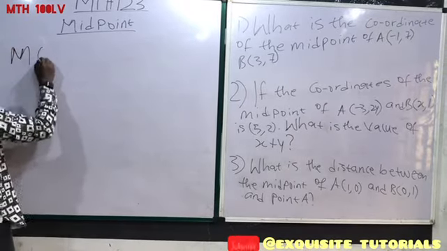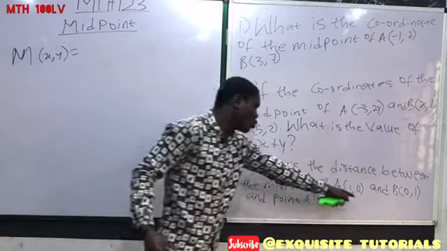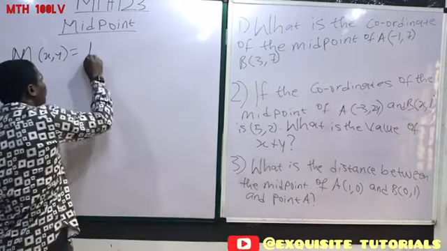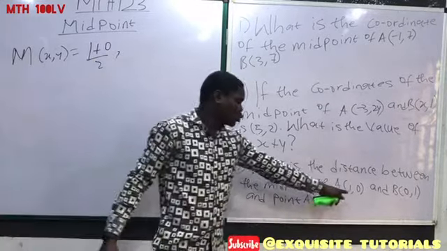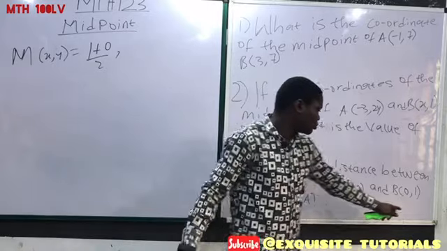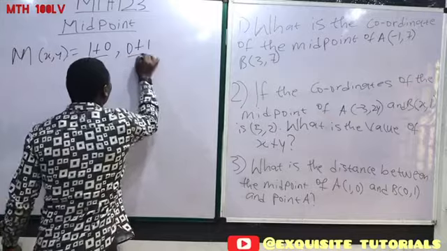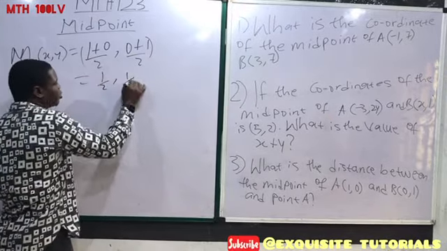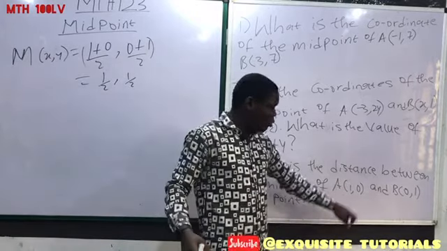The midpoint is x comma y, and it is x1, which is 1, plus x2, which is 0. We have 1 plus 0 all over 2, comma our y1, which is 0, plus y2, which is 1. So we have 0 plus 1 all over 2. So this is 1 over 2, comma 1 over 2. Now, since we know the midpoint, they ask what is the distance between that midpoint and point A?